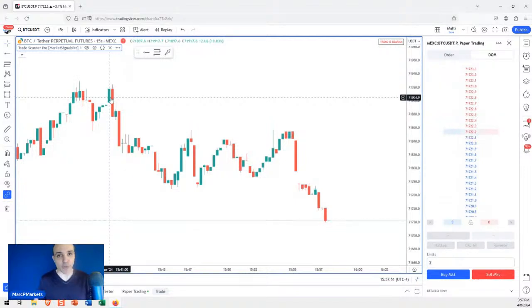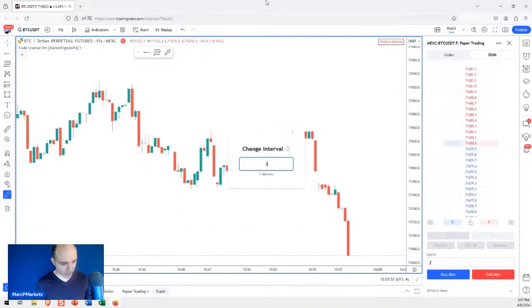So if you want to try to capture a 2-to-1, like let's say, for example, you're looking for a long. All right. I'm going to go to a 30-second chart. Let's look around.